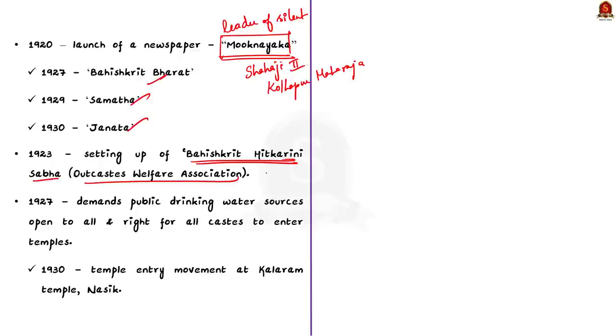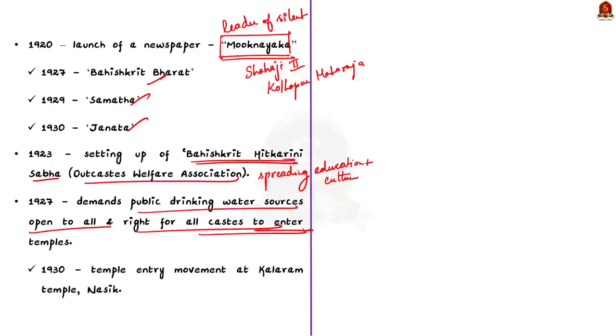culture amongst the downtrodden. Apart from this, he launched full-fledged movements for Dalit rights by 1927 and demanded public drinking water sources open to all and the right for all castes to enter temples. See, the temple entry movement launched by Dr. Ambedkar in 1930 at Kalaram Temple, Nashik, is another landmark in the struggle for human rights and social justice.